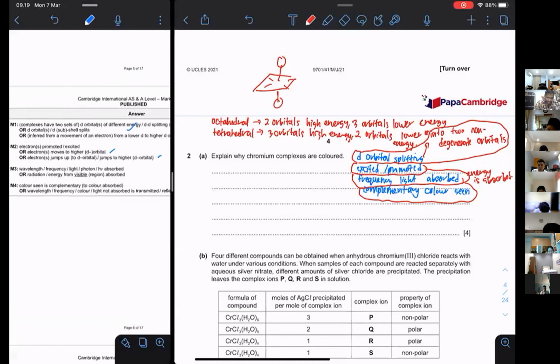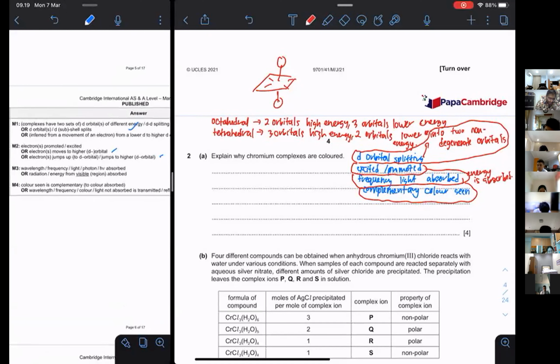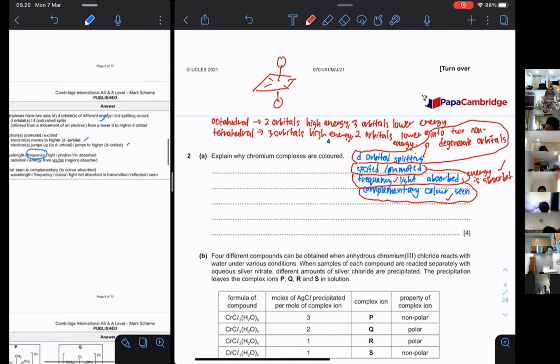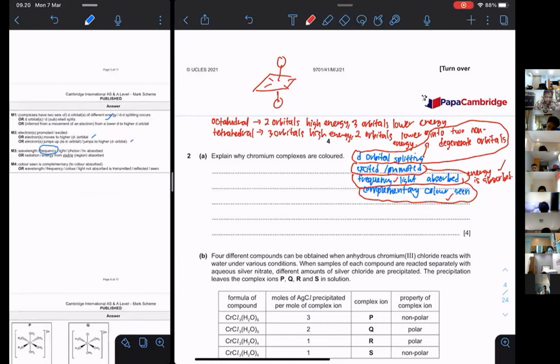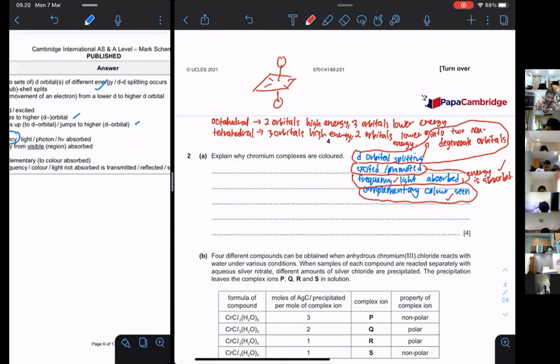And then you can see here, I mentioned frequency of light. Frequency of light is absorbed, or the energy from the visible region is absorbed. I use frequency of light, or if you want to write energy is absorbed, it's up to you. And then complementary color is seen. Or you can say the wavelength or frequency or the color not absorbed is transmitted or reflected or seen. Up to you how you want to write.